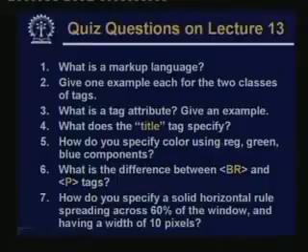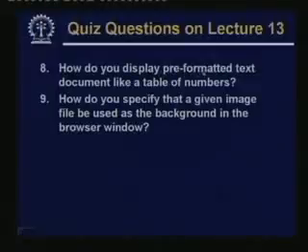How do you specify color using red, green and blue components? What is the difference between BR and P tags? How do you specify a solid horizontal rule spreading across 60% of the window and having a width of 10 pixels? How do you display a pre-formatted text document like a table of numbers or a program code possibly? How do you specify that a given image file be used as the background in the browser window?